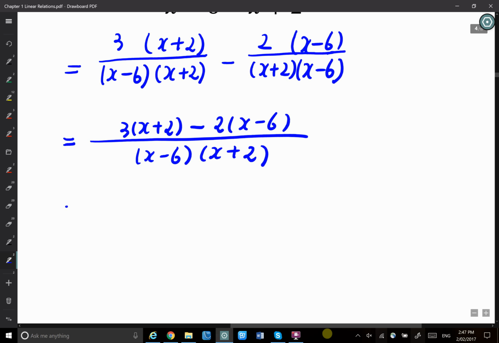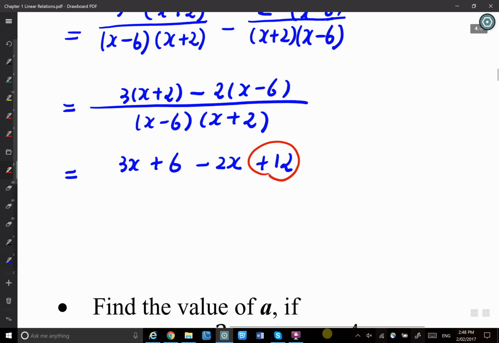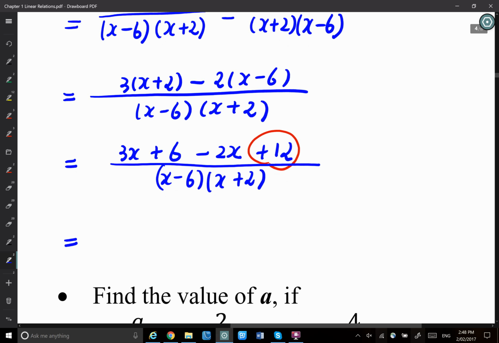Now I want to open the bracket. That's 3x plus 6 minus 2x, and it is a plus 12. That's the place that most mistakes will occur. Okay, that's a plus 12. If you open the bracket before you put that as a whole fraction, you may make mistake here. And that is over x minus 6 and x plus 2. So we have 3x minus 2x, left 1x, 6 plus 12, you have 18, over x minus 6 and x plus 2.